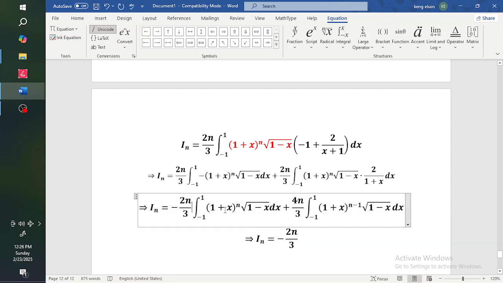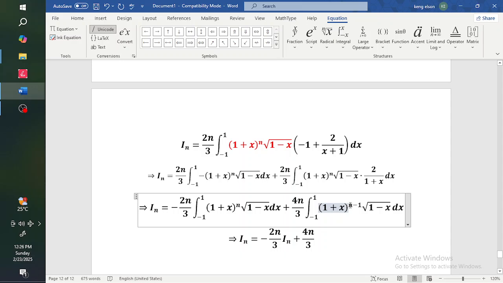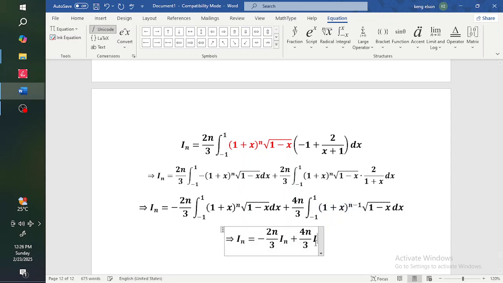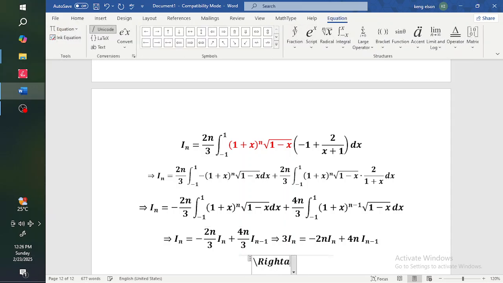What is this? This is in. It was given to us originally, so I just replace it with in. Then plus 4n over 3. What is this? In minus 1, because there's just a difference of n minus 1 up there. So we have in minus 1. I'll multiply all through by 3 to remove the denominator. So I'm going to have 3in is equal to negative 2n in plus 4n in minus 1. Therefore I'll add 2n in on both sides, so I'm going to have 3in plus 2n in equal to 4n in minus 1.